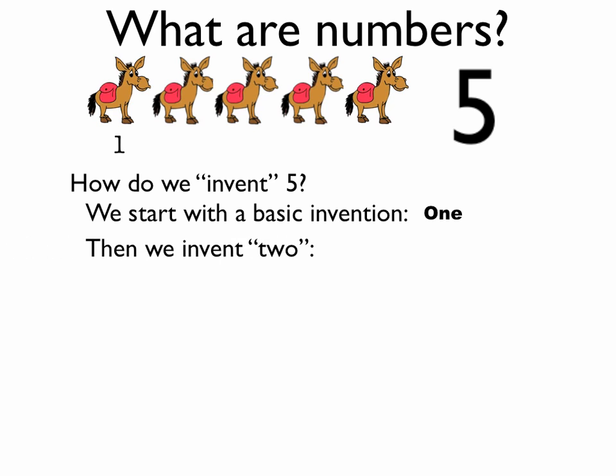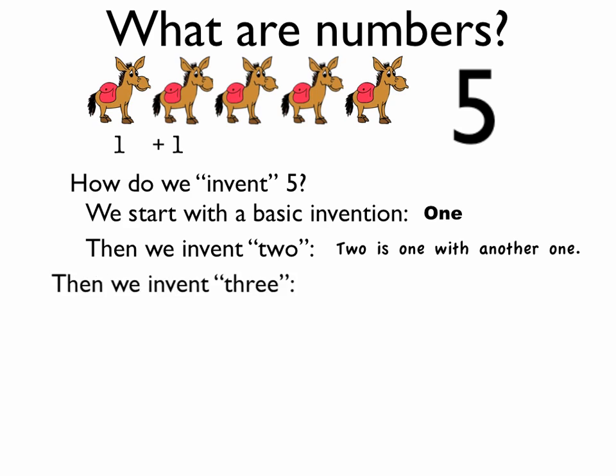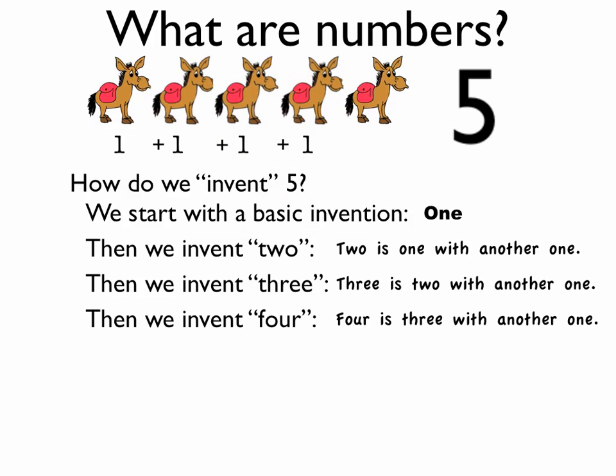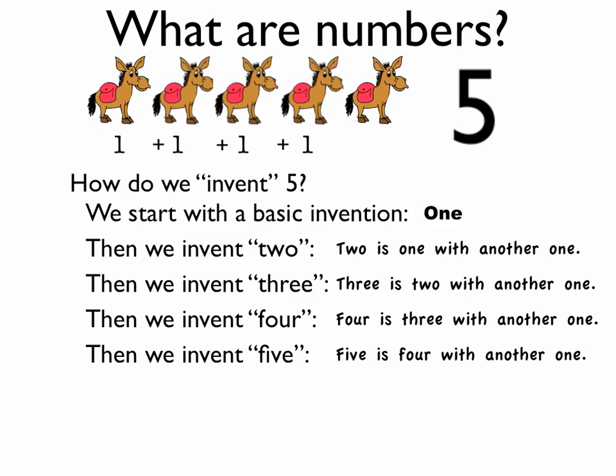Once we've invented 1, this is actually going to be pretty easy to invent some other numbers. We could invent the number 2 simply by saying that 2 is 1 with another 1. Similarly, we can invent 3 by saying that 3 is just 2 with another 1. We can invent 4 by saying 4 is just 3 with another 1. So we can invent each number that we need simply by taking the number before it and saying it's that thing with one more 1. So the idea of 5 is just going to be the idea of 4 with another 1. So we've just invented 1, 2, 3, 4, and 5.